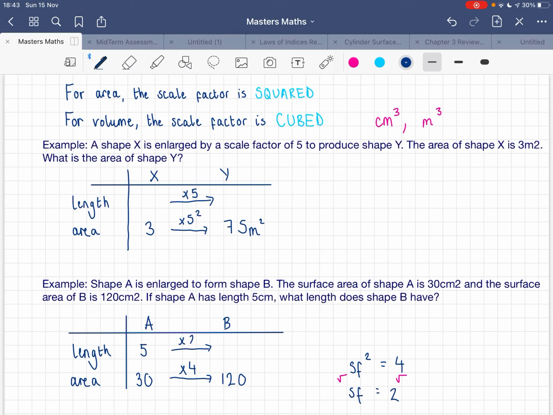That means we have to times 5 only by 2 to get the length of B. So 5 times 2 is 10. So 10 centimetres, because it's a length. And that is our answer.